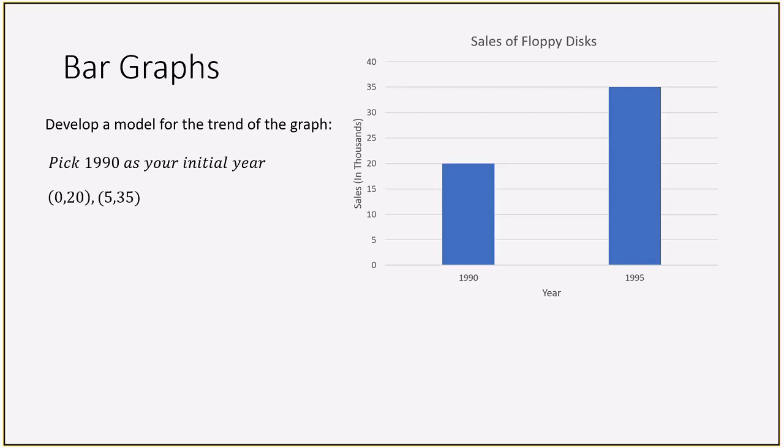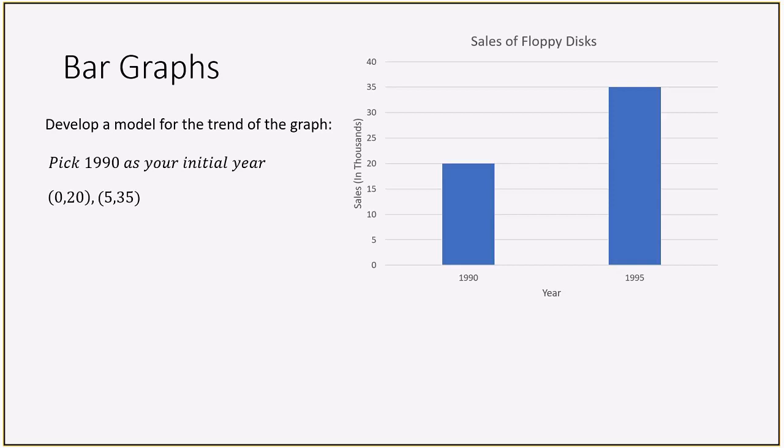So I'm going to pick 1990 as my initial year. That's when my model is going to start. And we can see that during that year I had 20 sales, so that point is (0, 20). And then 1995 I had 35,000 sales, so I'm going to do (5, 35). And so the 5 comes from the fact that it's 5 years after 1990, and the 35 comes from the fact that I sell 35,000 floppy disks.